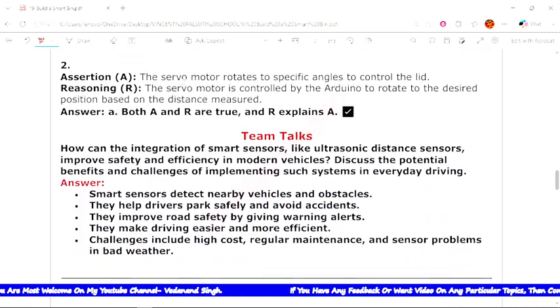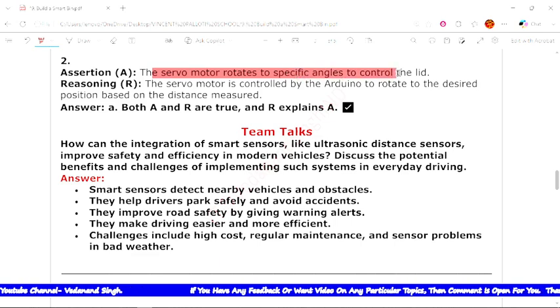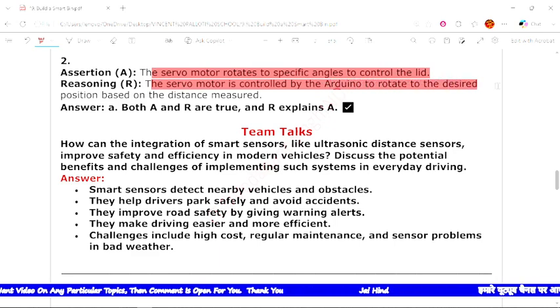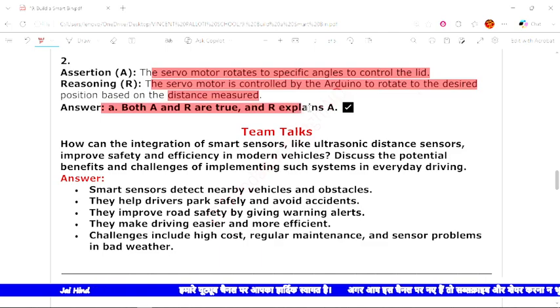Assertion. The servo motor rotates to specific angles to control the lid. Reasoning. The servo motor is controlled by the Arduino to rotate to the desired position based on the distance measured. A. Both A and R are true and R explains A.